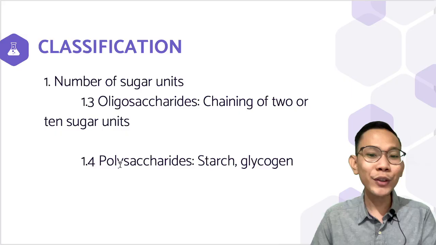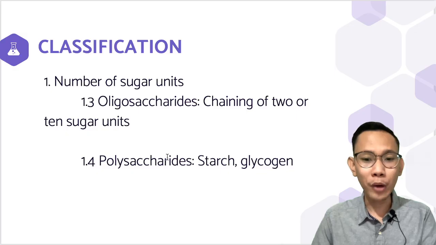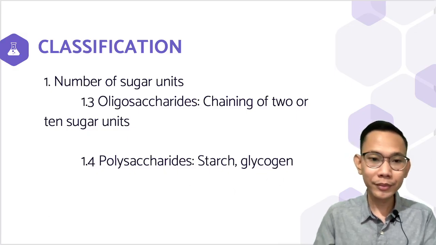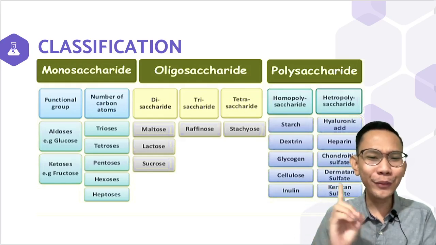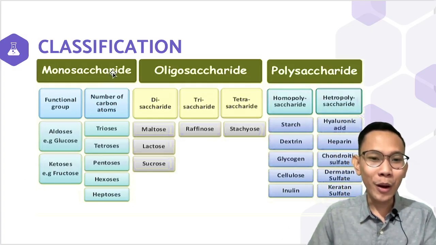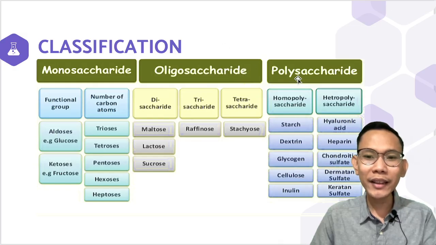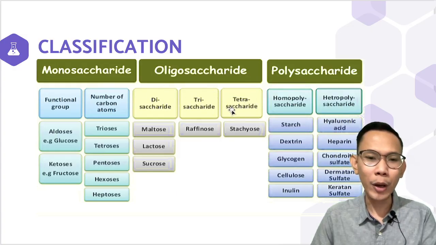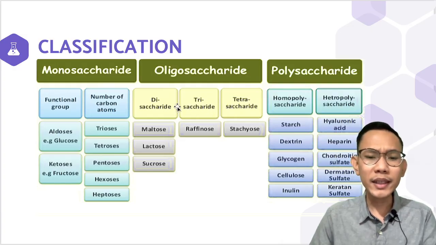And lastly, we have your polysaccharides. There are more than 10 units of sugar molecules. Examples, the most common that we know, are your starch and your glycogen. Again, we're done with the first classification, the number of sugar units. We have monosaccharide, oligosaccharide, and polysaccharide. Under oligosaccharide, we also have disaccharide, trisaccharide, and tetrasaccharide. But the most common that we know to be essential in the human body are your disaccharides.